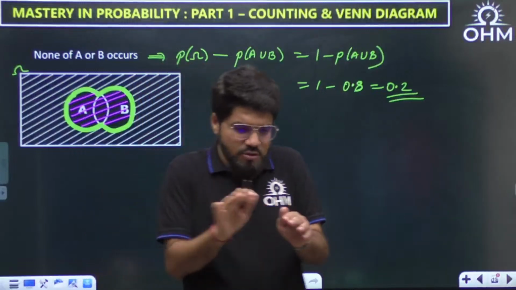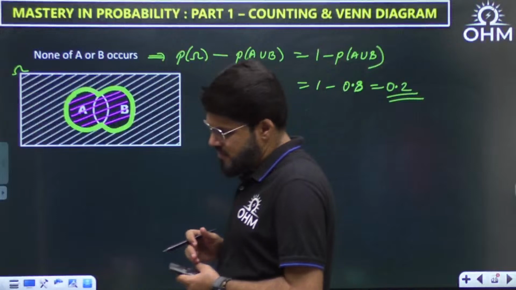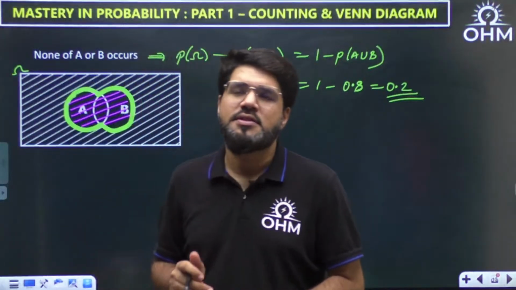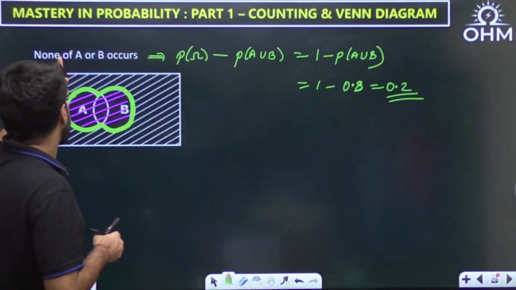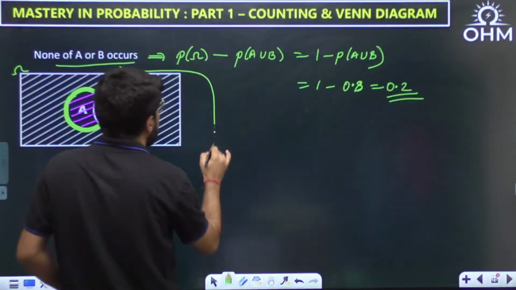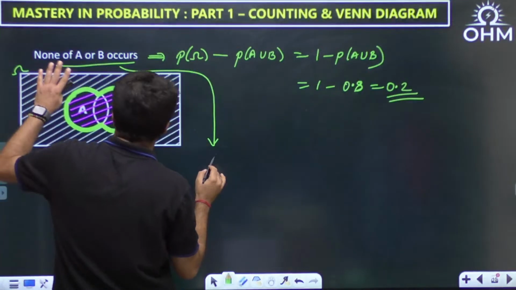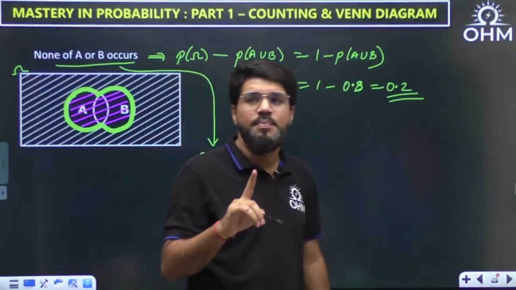Now see here, we can also make a property. None of A or B occurs. We can also make it as a property. Understand this language: none of A or B occurs also means that A does not occur and B also does not occur.